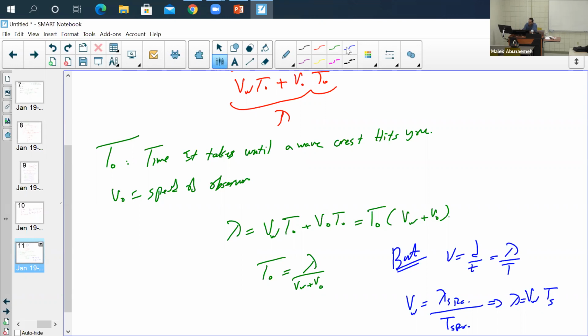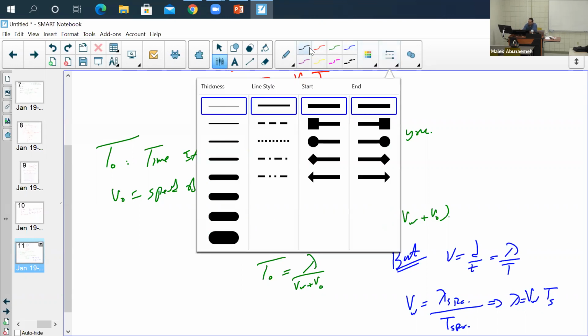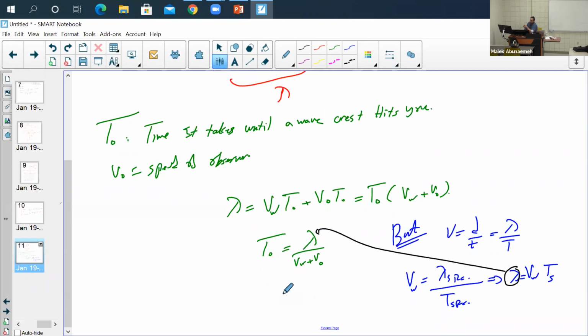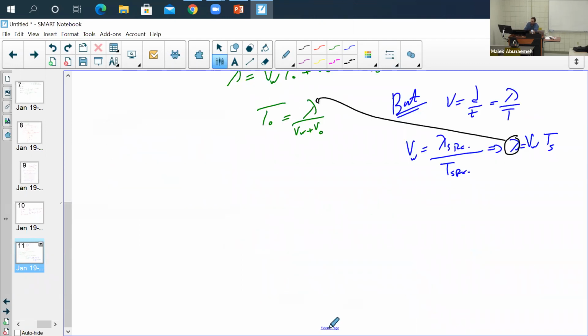So we can go ahead and substitute this lambda over here with this lambda over here, because here's the thing: this is observer, but this is source, right? So we need to have it as a source. So T naught is going to equal your V_W T_S over V_W plus V naught.